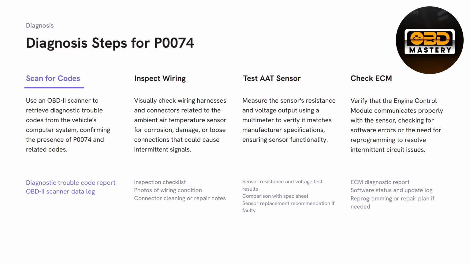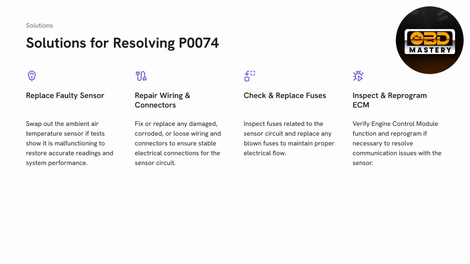Diagnostic trouble code report. OBD2 scanner data log. Inspection checklist. Photos of wiring condition. Connector cleaning or repair notes. Sensor resistance and voltage test results. Comparison with spec sheet. Sensor replacement recommendation if faulty. ECM diagnostic report. Software status and update log. Reprogramming or repair plan if needed.